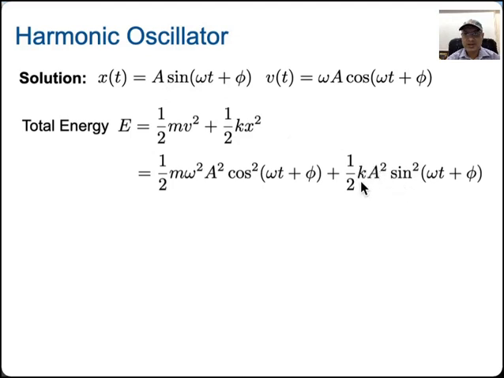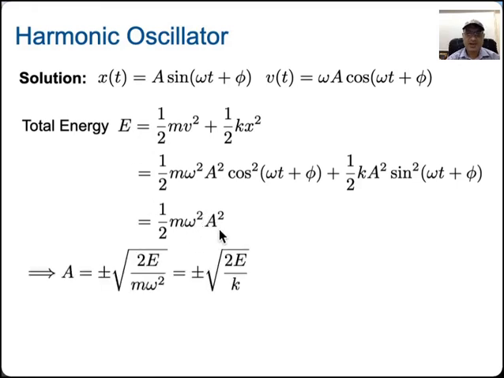Now from the previous slide, I know the value of k. Since omega is the square root of k over m, my k is m omega squared. That's what I have rewritten here. Now I can take out cosine squared(omega t plus phi) plus sine squared(omega t plus phi), which gives me the identity. So at the end, the total energy is obtained as half m omega squared A squared. Now I can rearrange this total energy, the frequency and the amplitude of your displacement in the following way, so that I can obtain the displacement in terms of the energy.